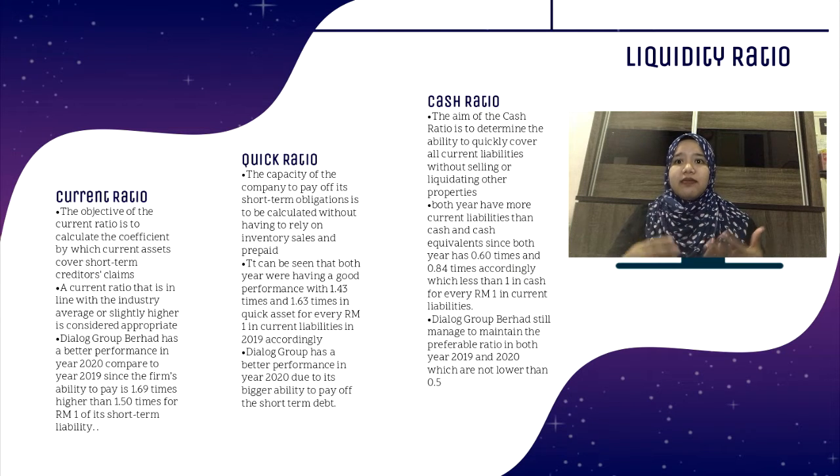But Dialog Group has still managed to maintain the preferable ratio in both years 2019 and 2020, which is not lower than 0.5, because firms do not usually retain the same sum of cash and cash equivalents as current liabilities.